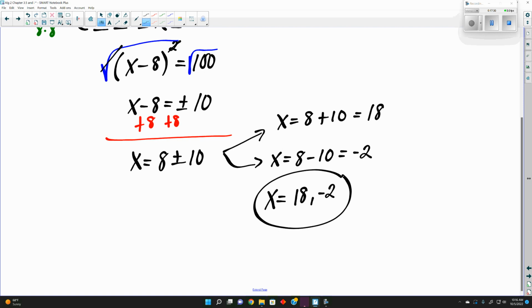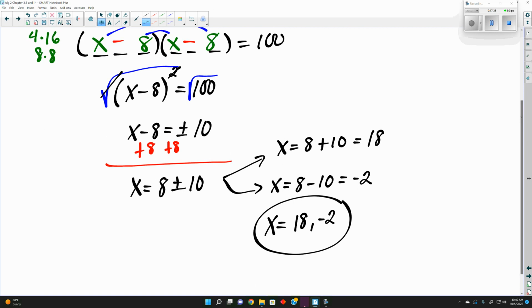But that's kind of nice. Yes. Now this here is kind of nice because we're able to get it to a set of parentheses squared, use the square root method and solve, yes? Now if we're able to get every single quadratic that we come across into a set of parentheses squared, we can just use the square root method to solve it, yes?